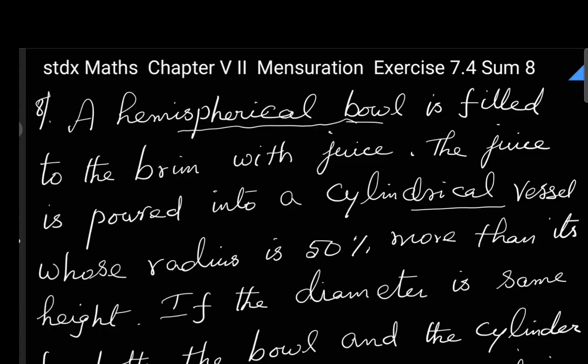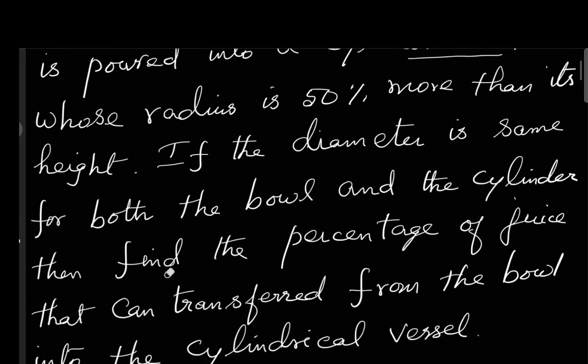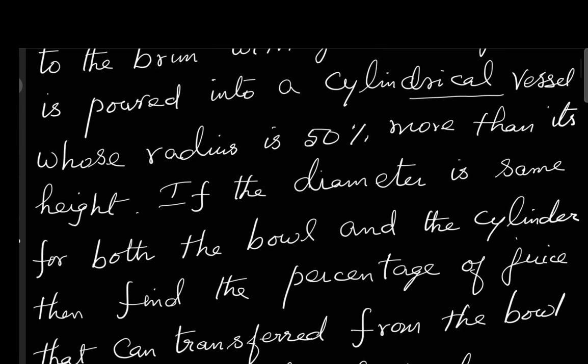Standard 10th Maths, Chapter 7 Mensuration, Exercise 7.4, Sum number 8. A hemispherical bowl is filled to the brim with juice. The juice is poured into a cylindrical vessel whose radius is 50% more than its height. If the diameter is the same for both the bowl and the cylinder, find the percentage of juice that can be transferred from the bowl into the cylindrical vessel.